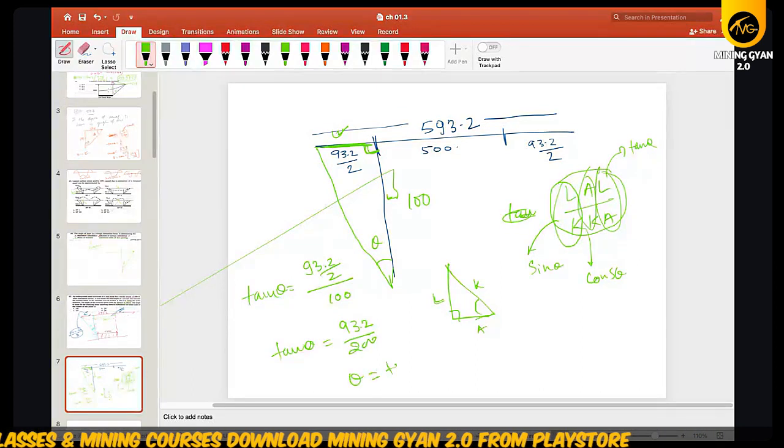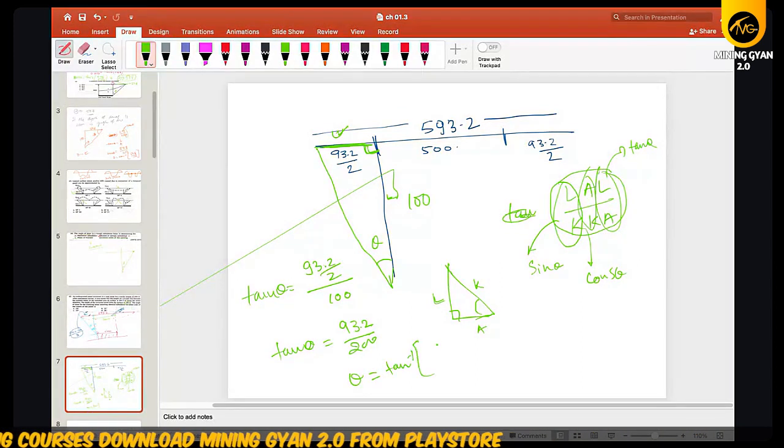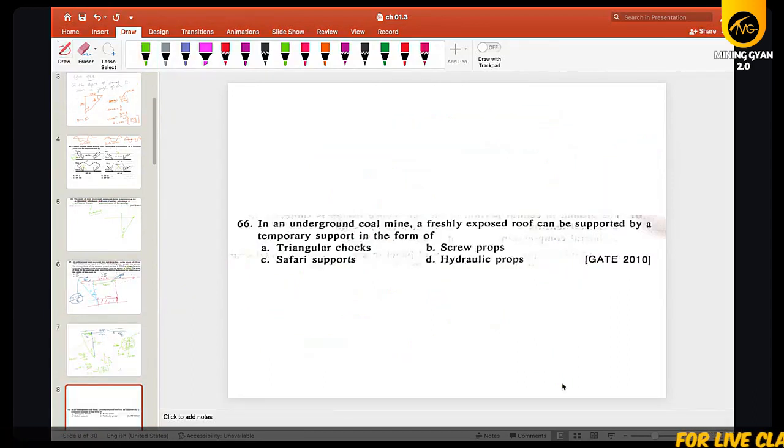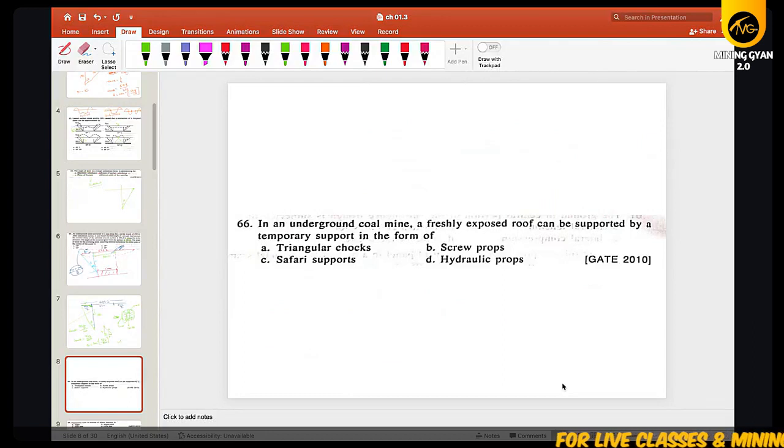In this question also you need the tan theta value. OK. Basic, if you know, you can solve the question. What is the angle of draw? If you know, then you can solve easily. Please try the next question.